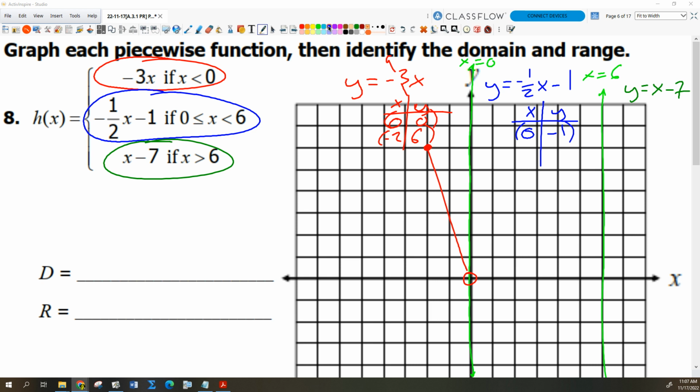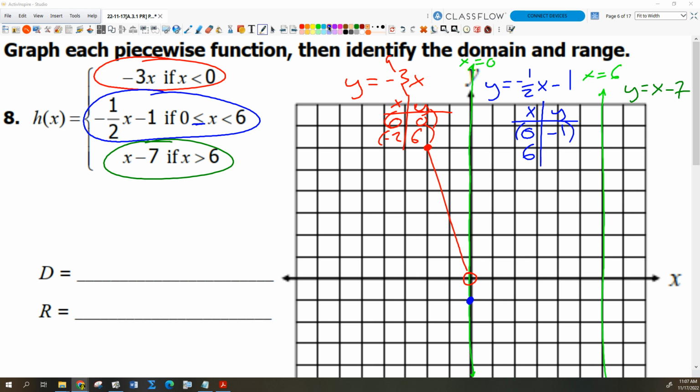Abby, is that going to be open or closed at 0 for the blue? Closed, good, because we're including the equals there. So we get the point x equals 0, y equals negative 1. So there's my closed endpoint on the left. And then we already said we want to plug the other boundary in, so 6. What's that going to give me if I plug that boundary in, Ben? If I plug 6 into my function for x?